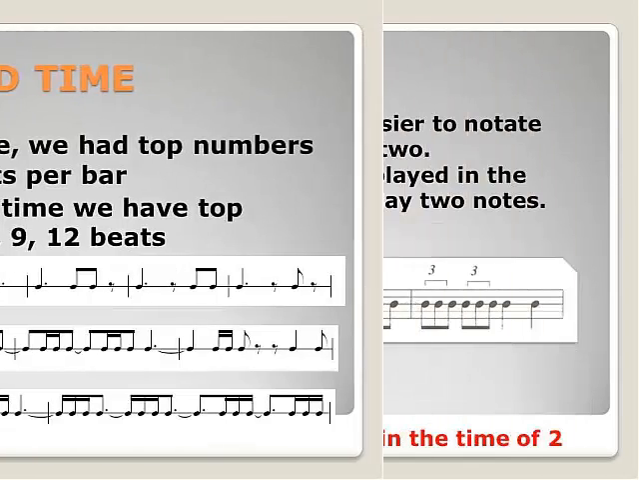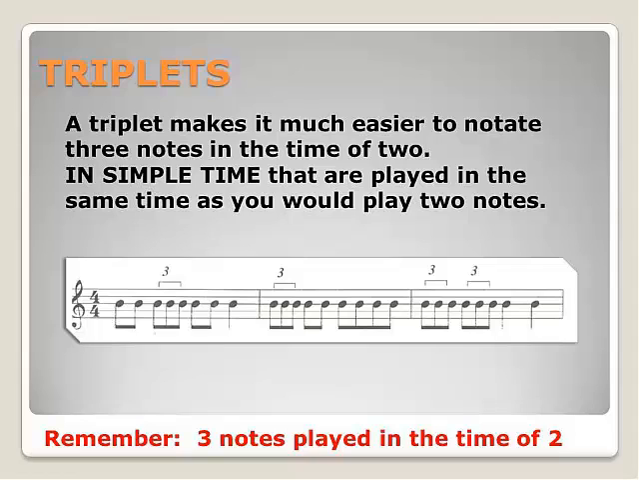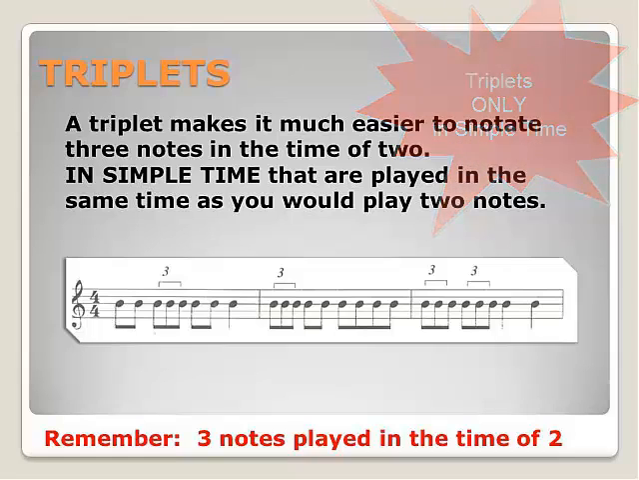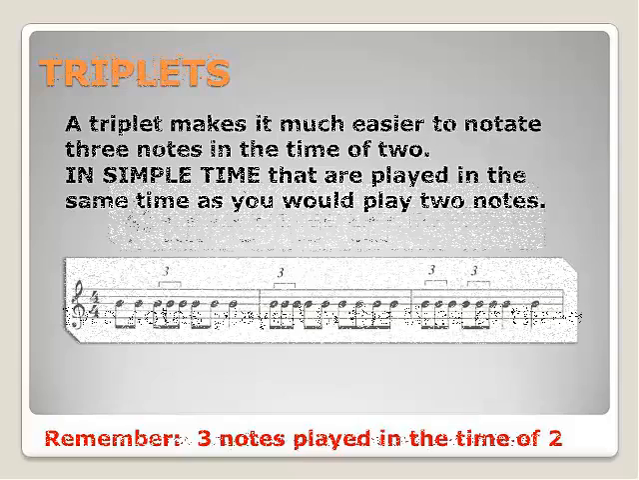I'm sure you've all seen and played triplets in your music. A triplet is simply 3 notes that you're playing in the time of 2. We only see triplets in simple time. Let me play for you this example. Did you hear how the triplet eighth notes were played as 2/8 notes? Remember though, you only see triplets in simple time.